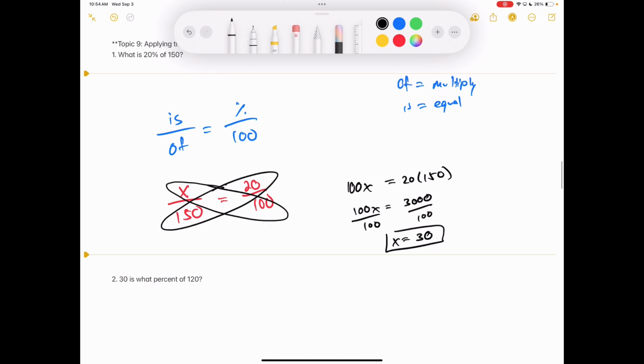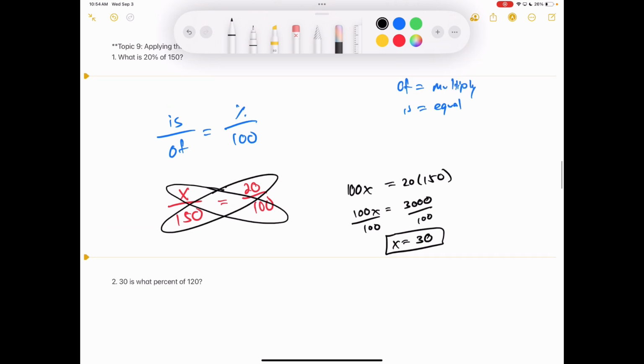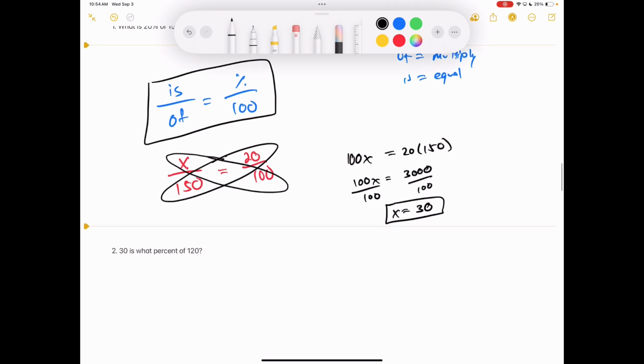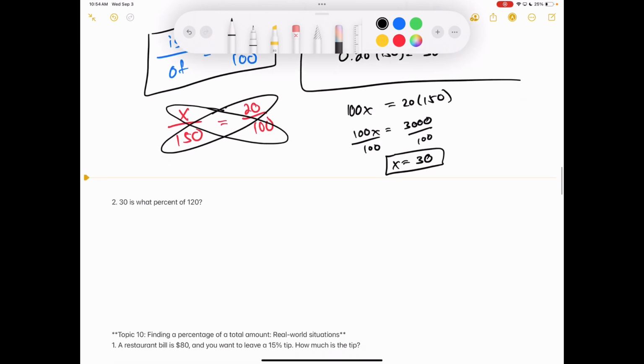Or 20% of 150 is 30. I'm sorry, 20% of 150 is 30. That formula will walk you through how to do those if you're good at the cross multiplying part. And then you don't have to think of much of, okay, "of" means multiply. The other way to do this is to do 20%, which is 0.20, times 150. Now this problem, that's easier, but if you get stuck, this is over of equals a percent over 100 will work.